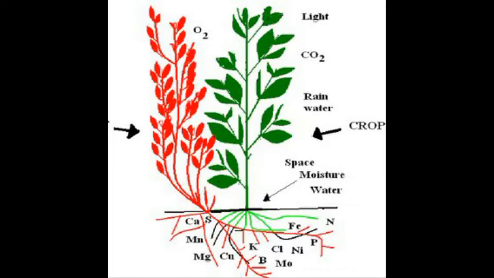Now just imagine the crop plant is alone in the field and weeds are not there. So all the nutrients will be taken by the crop plant and it will grow healthy. So the farmers will get the yield in a correct amount.